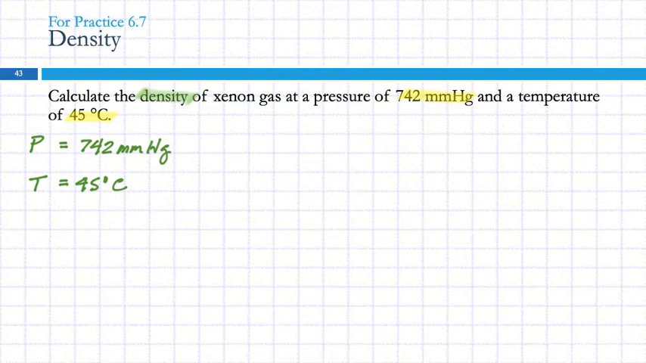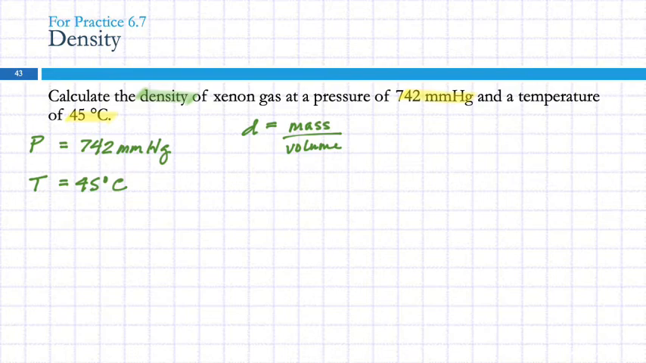Well, that's very nice. Calculate the density. What is density? Density equals mass divided by volume, right? Chapter 1. So what's the mass of my gas? I don't know, because they didn't tell me how much there is. Choose 1 mole.